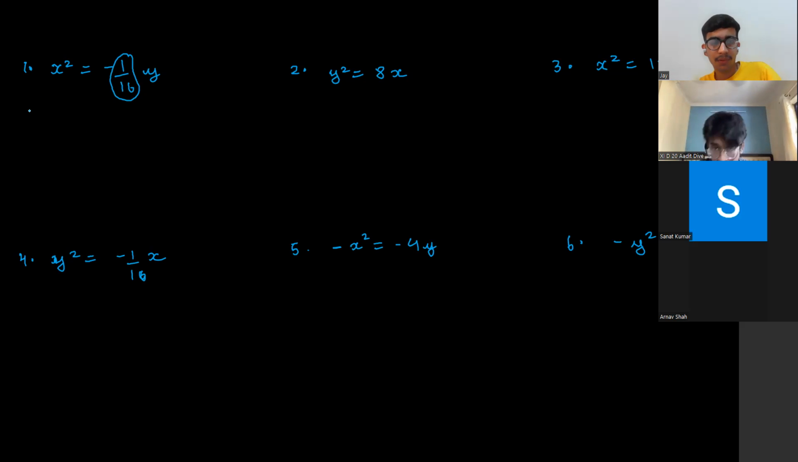Yes, Adit. Now what is the focus? 0, comma minus 1 by 64. What is the latus rectum? So that is 4a equals minus 1 by 64, right? Sorry, 4a is equal to 1 by 64. As I said, a is always positive. You compare this with x square is equal to minus 4ay. So the minus is already there. So 4a is equal to 1 by 16.